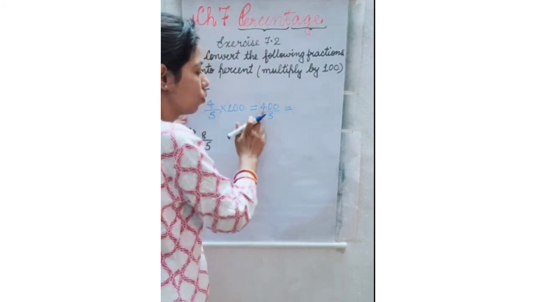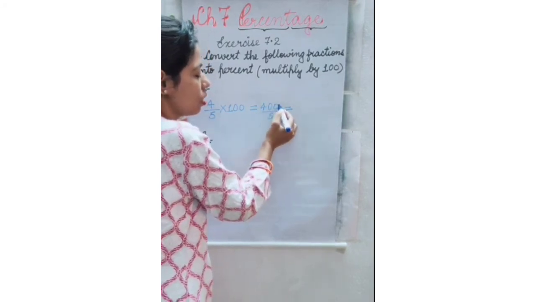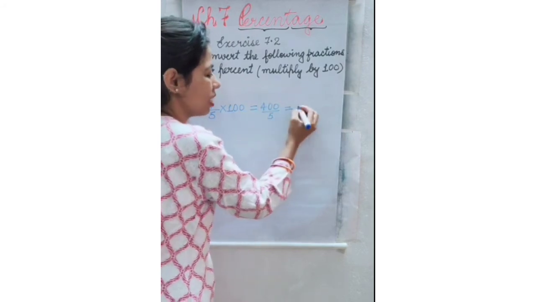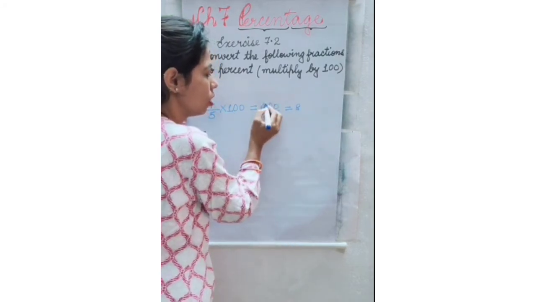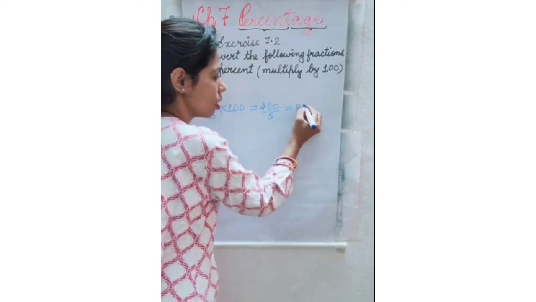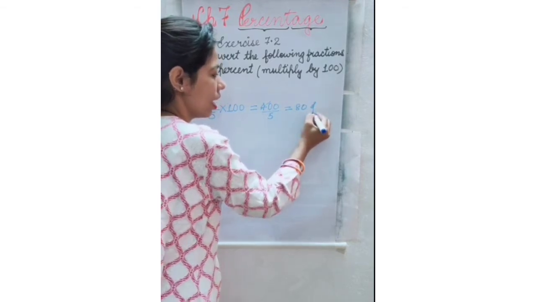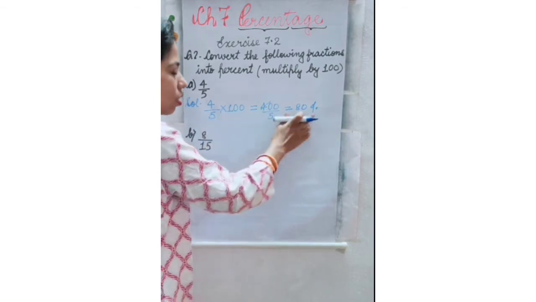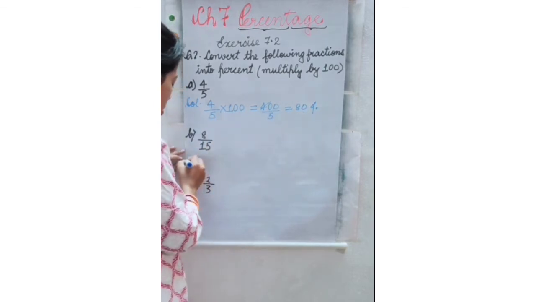Now what will we do? We will just divide this 400 by 5. Here we can do it directly. 5 8s are 40. This is done, and 5 zeros are 0. So it is 80%. 4 by 5 multiplied by 100 is equal to 80%.